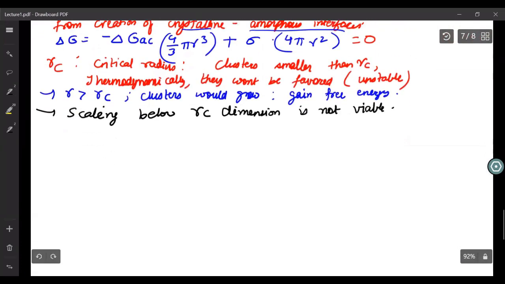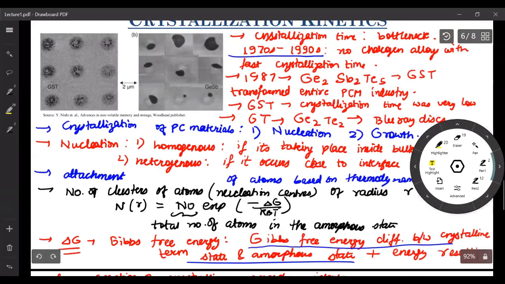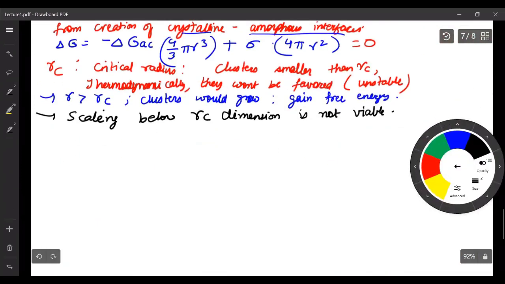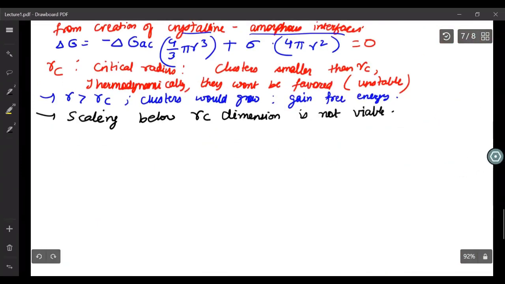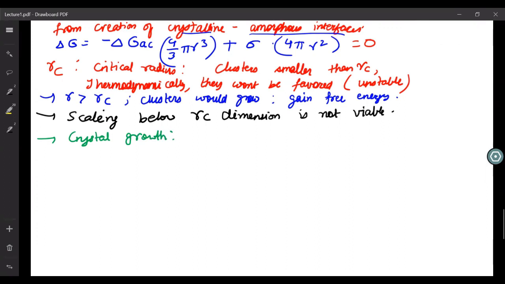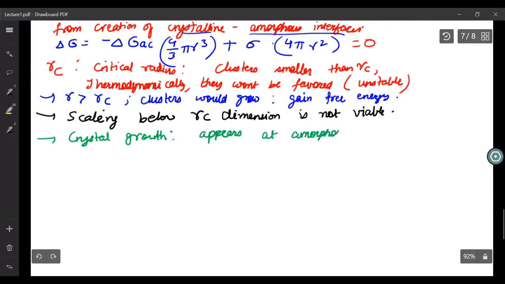Now that we have discussed this nucleation phenomena, let us discuss the growth as well, because that is also a very important part of it. So first, there would be nucleation, and then there would be crystal growth. So let me talk about crystal growth. Where does this crystal growth happen? Crystal growth actually appears at the amorphous crystalline interface, right?